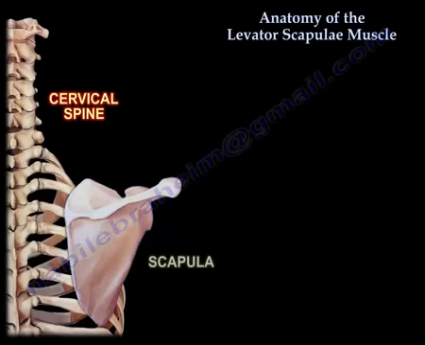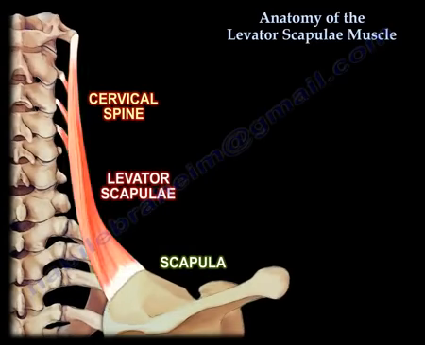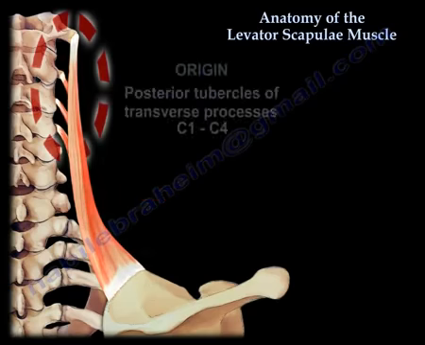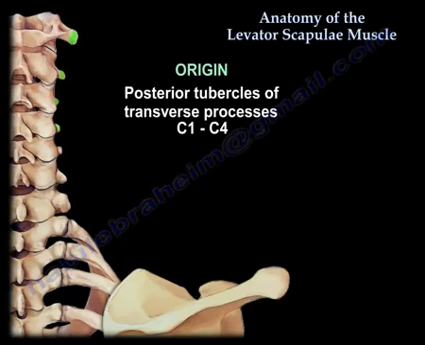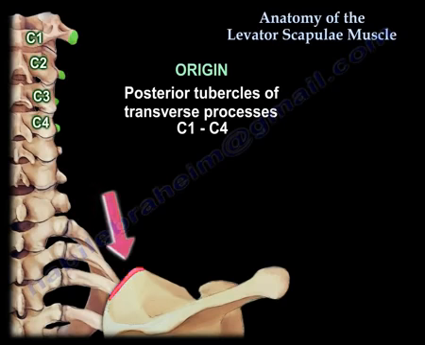Levator scapulae anatomy. Origin from the posterior tubercles of the transverse process of C1 to C4. Insertion into the superior part of the medial border of the scapula.